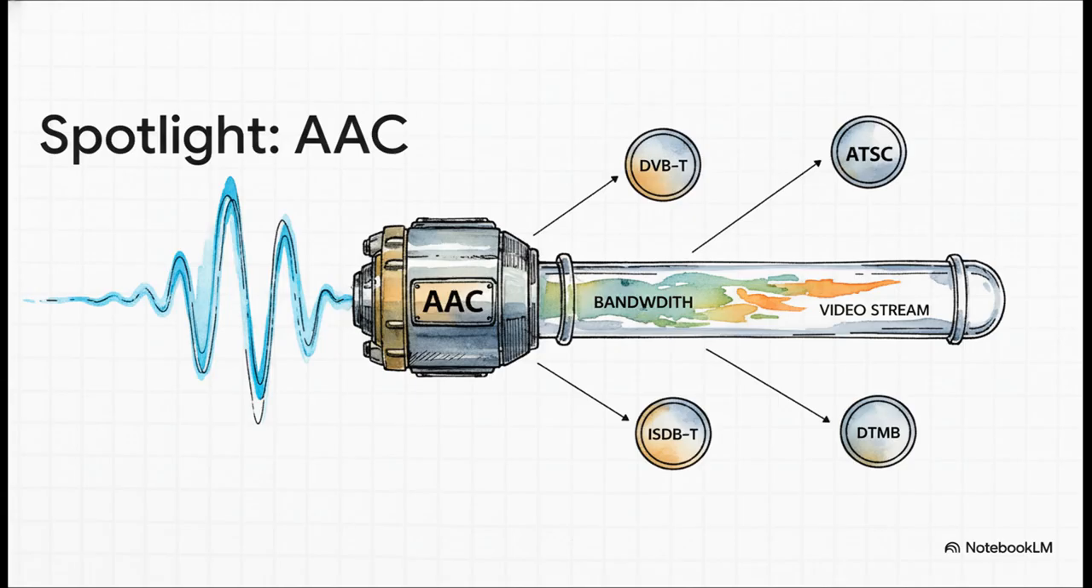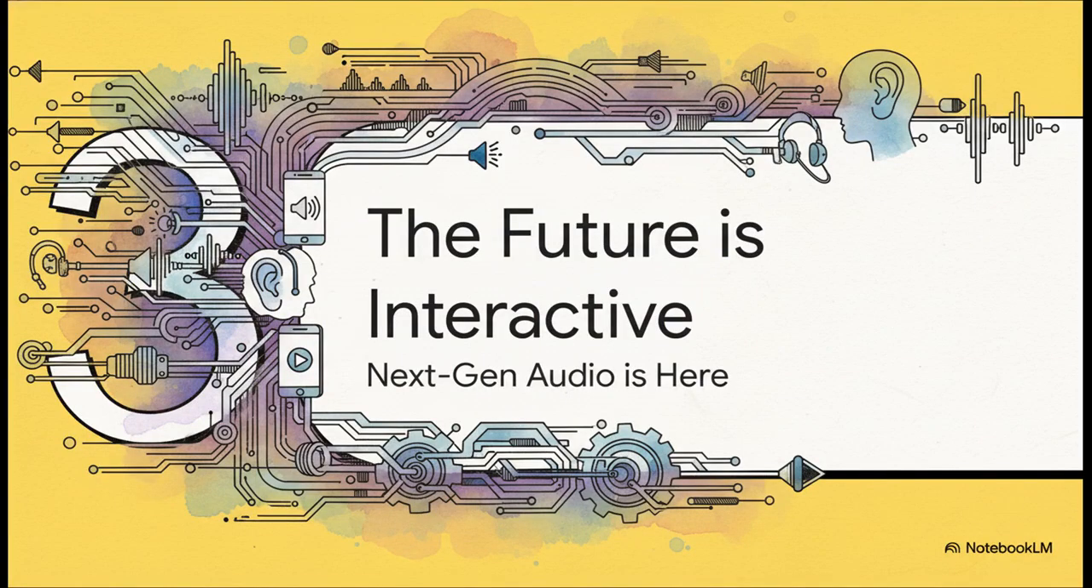It uses smarter psychoacoustic modeling, which means you get better sound quality without using as much data. And that efficiency is exactly why it's been adopted by basically every major digital TV standard on the planet: ATSC, DVB in Europe, ISDB in Japan, you name it. But here's the thing. The evolution of audio compression isn't just about making things smaller and more efficient anymore.